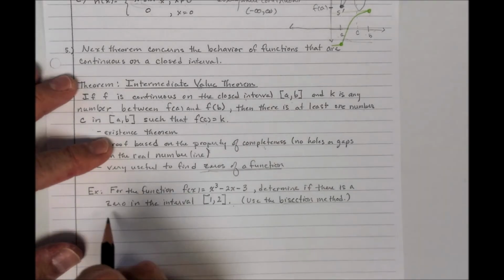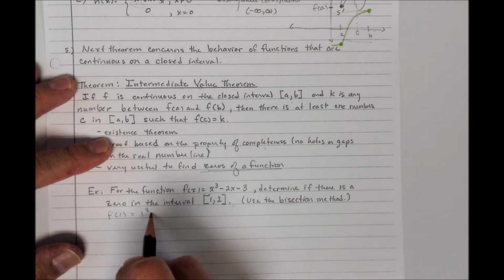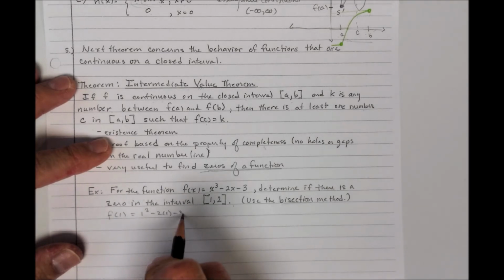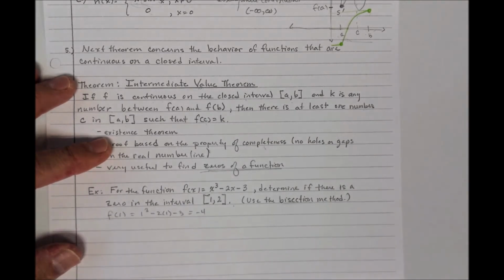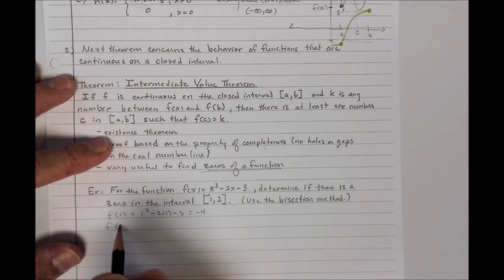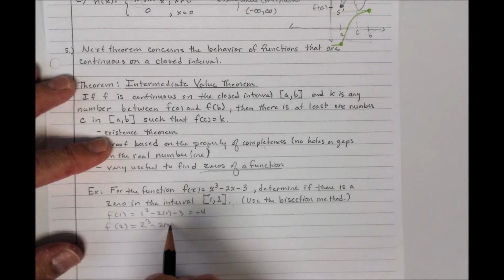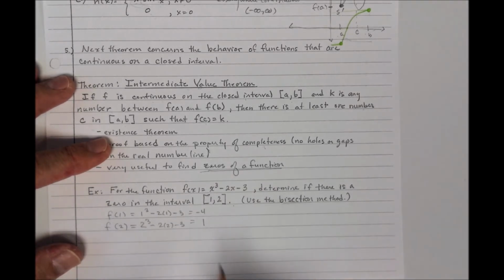See, if I substitute 1 in, f of 1 is 1 to the third minus 2 times 1 minus 3. This is negative 4. If I plug 2 in, this is 2 to the third minus 2 times 2 minus 3. So this is 8 minus 7. This is 1. So it's negative here at the left end point. It's positive here at the right end point. So that means somewhere in between 1 and 2, there has to be a value that gives me exactly 0.